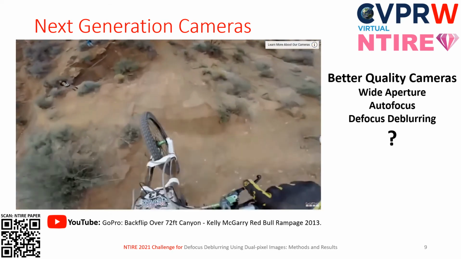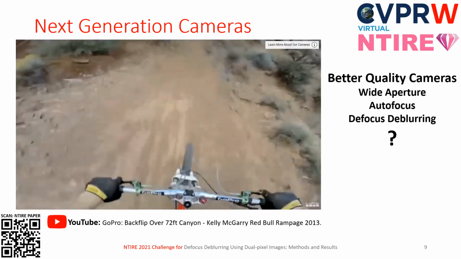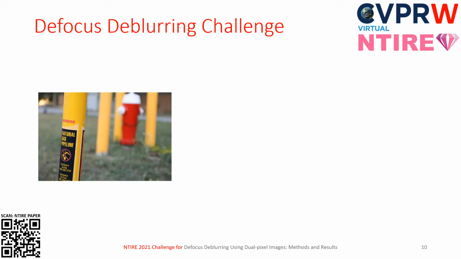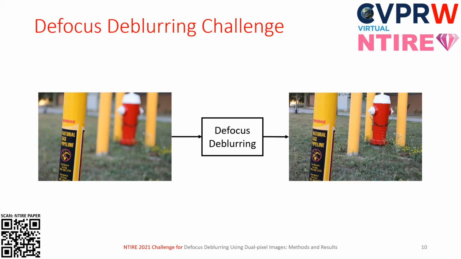We can even think of better quality cameras with larger aperture and reliable autofocus mechanism with a defocus deblurring unit running on top of that. After we stated the motivation behind defocus deblurring, this challenge aimed to gauge and advance the state-of-the-art in reducing defocus blur and attract more attention to this important problem. Given an image that has a spatially varying defocus blur, the main goal of this challenge is to reduce the effect of undesired defocus blur.